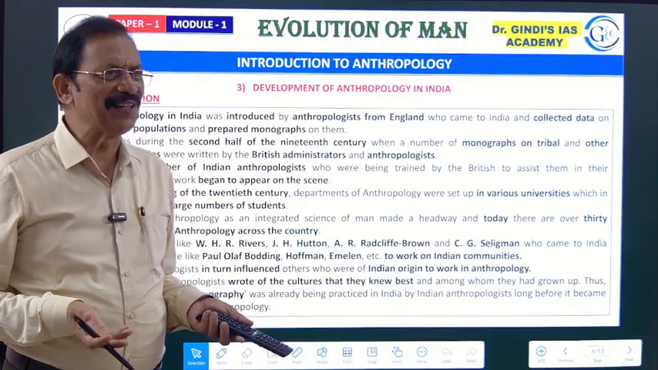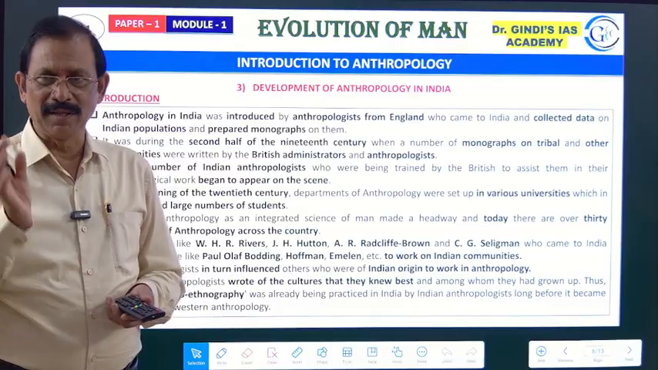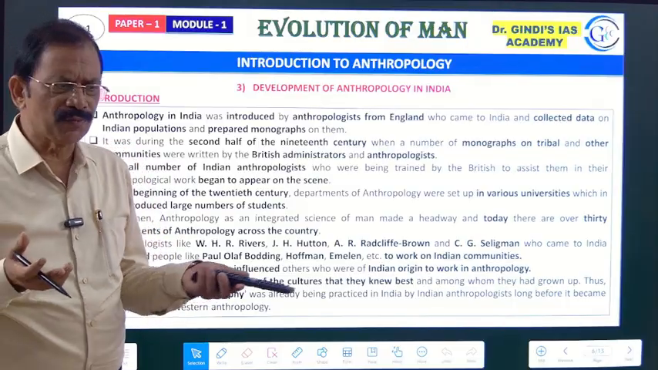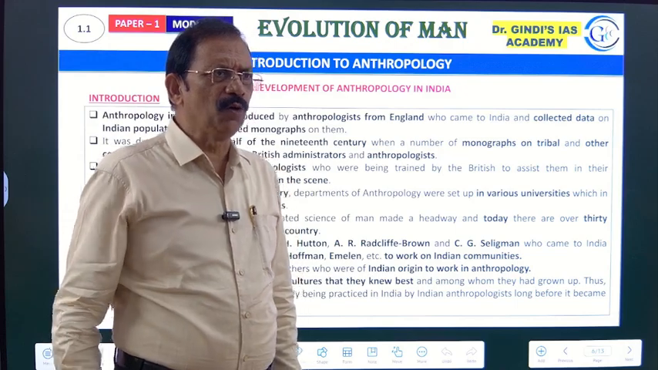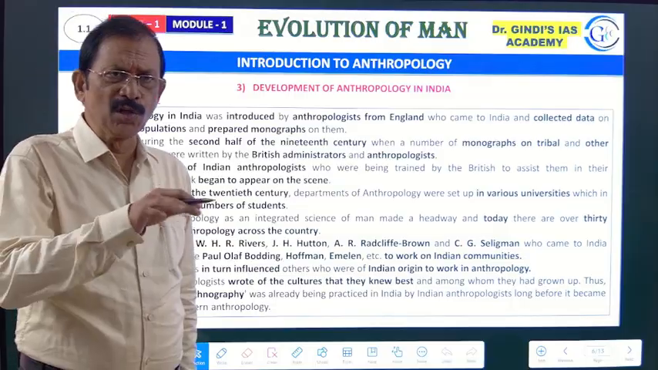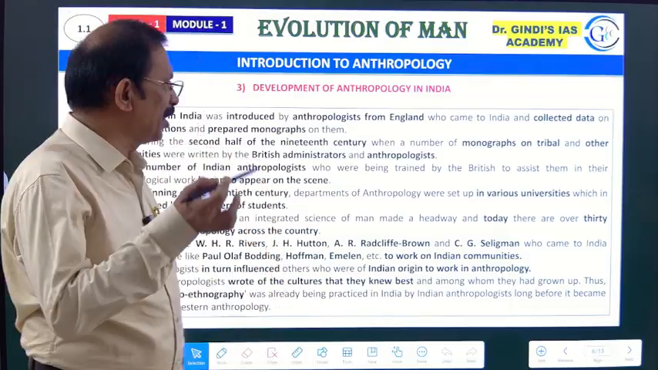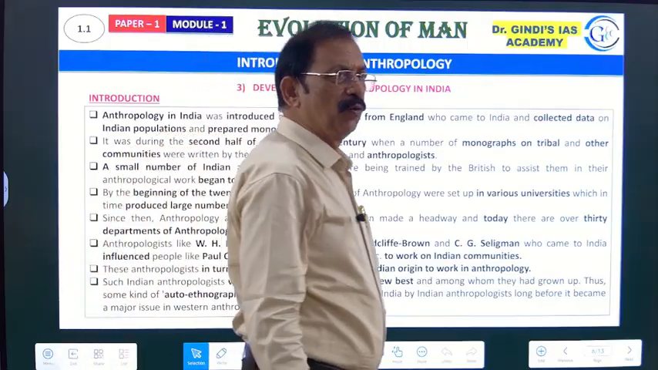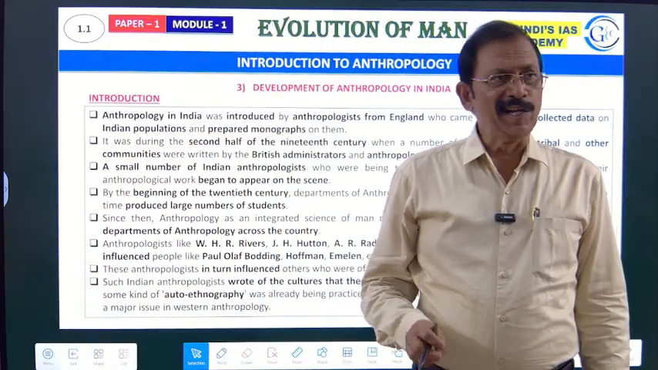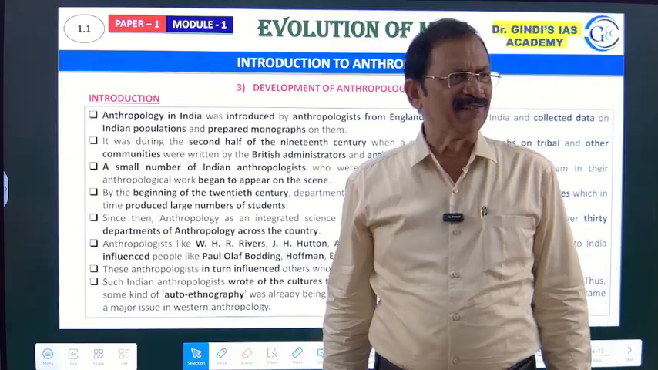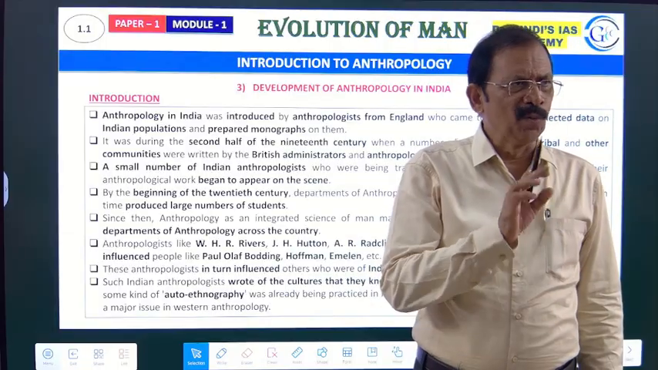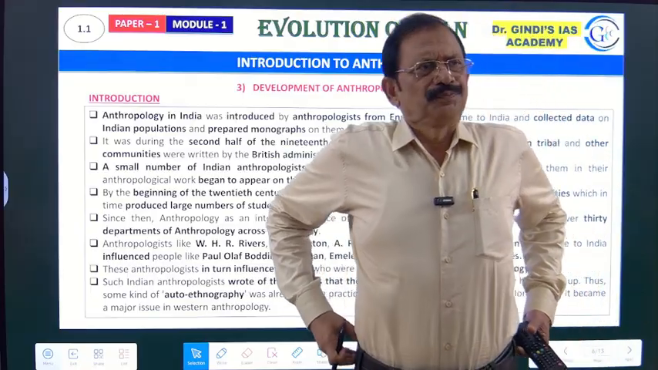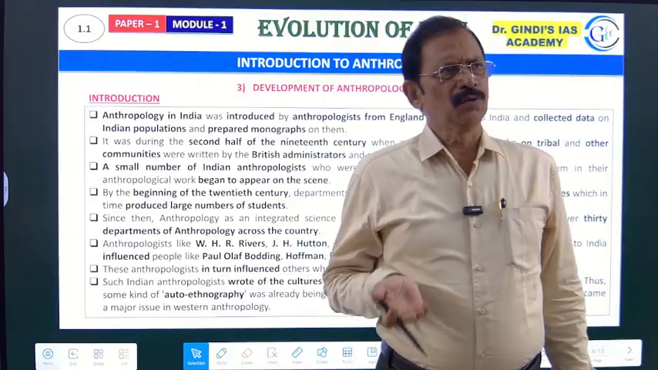Nowadays also they are very interesting people. Of course, we go to the zoo, but actually with enthusiasm, different cultures are there. They seem to be very interesting for the people. So for the interest and enthusiasm, and also for administrative control, they came to India and collected the data on the Indian population and prepared monographs on them. What is meant by monograph? If your study is confined to a single aspect, it is called a monograph. Graph means study. Mono means single. Monograph means a single aspect you are studying. Suppose, take for example, I belong to some community.